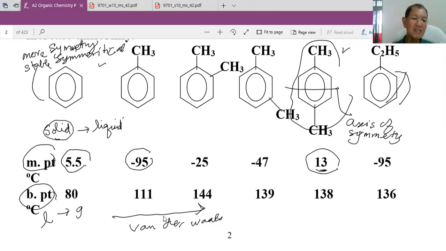Once you destroy the symmetry, you put a CH3 here, right? So the symmetrical line is no more there. That means this is harder to pack each other. This will lower the symmetry. That's why they pack not very nicely, so they will have a lower melting point. Okay? So these are basic things, right?